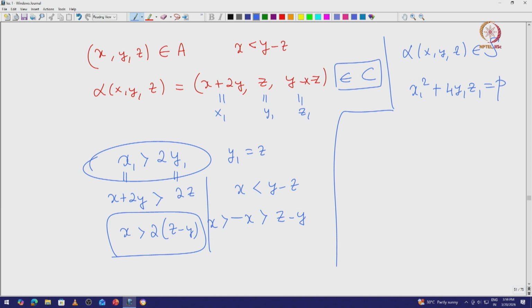In particular, we do this computation directly and then see x plus 2y square plus 4 times z times y minus x minus z. This is what we need to compute. We will just compute it directly. This is x square plus 4y square plus 4xy plus 4yz minus 4xz minus 4z square.